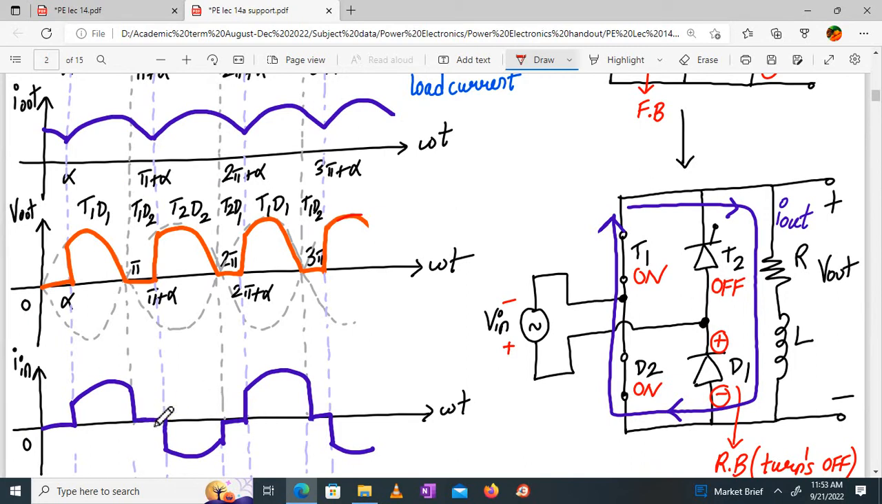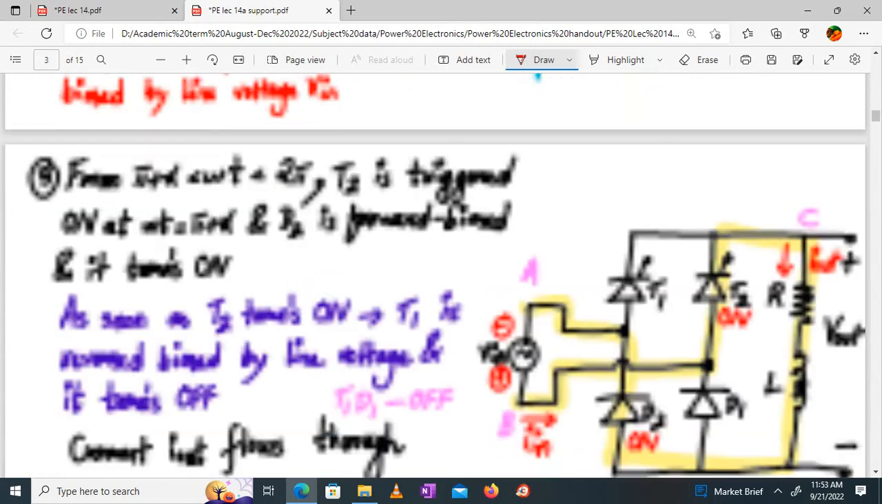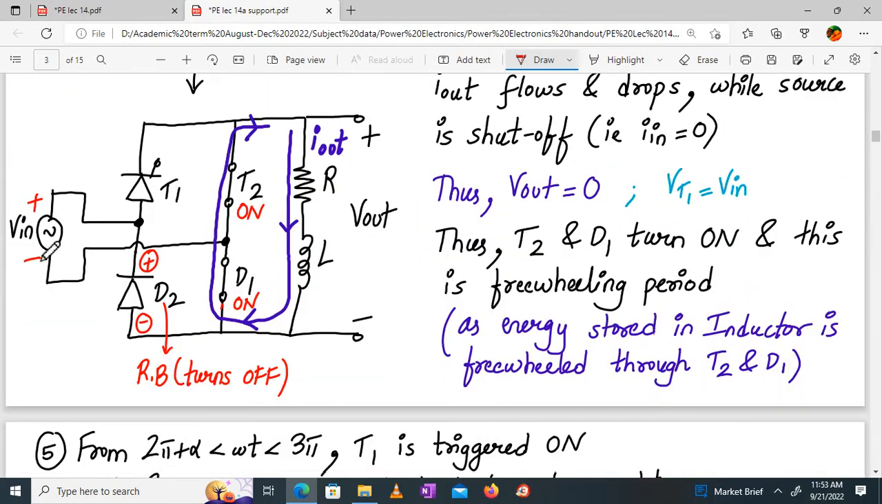अच्छा बताओ करंट क्यों जीरो है from pi to pi plus alpha, current जीरो क्यों है यहाँ पे? Why is the input source current zero? Because वो कुछ ही नहीं करता है input source current को. Input source current is not responsible for the output. Now the entire loop is between output and D2 and T1, that's it. Input आया ही नहीं picture में, so hence the input source current is zero during the freewheeling. Same way over here also, यहाँ पे इनपुट आ ही नहीं रहा है, because the current is flowing from I out and this loop. So that's why current is zero, I in current is zero.